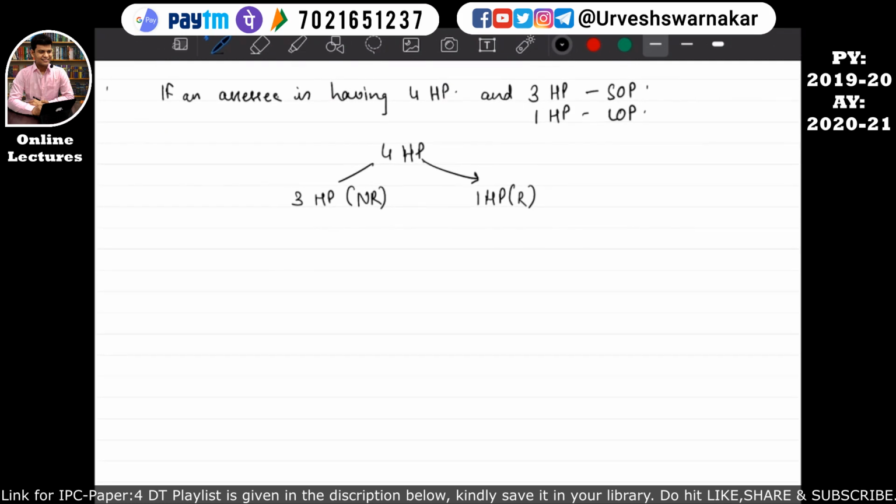So basically our example starts like this. An assessee is having four house properties, and out of these four, three are self-occupied as claimed by the assessee, and one is let out. So out of these four, this one is rented and these three are not rented. We have already studied that out of these three, we need to find two house properties that will become self-occupied and one house property will become deemed let out property. I hope this is quite clear.